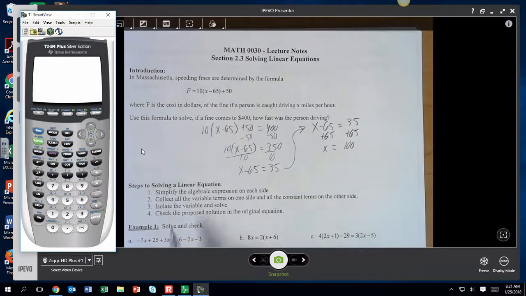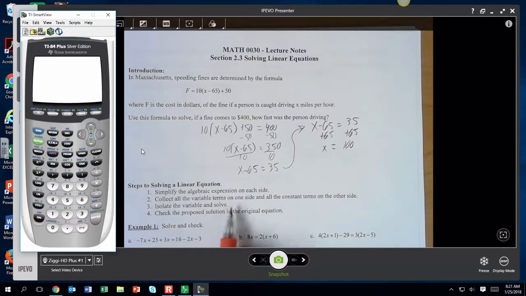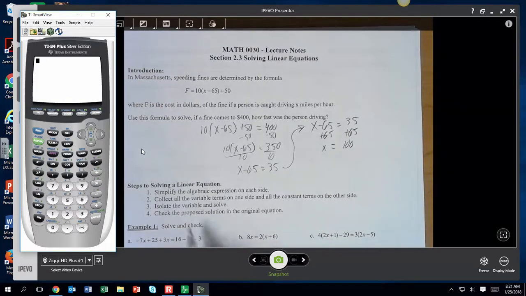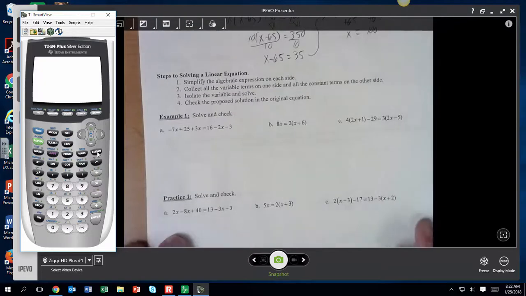So if I'm traveling 100 miles per hour, it's going to cost me $400 if I get pulled over. So to simplify a linear equation, first we're going to simplify the algebraic expressions on each side, collect all the variables and terms on one side, all the constant terms on the other side, isolate the variable and solve, and then we can check the proposed solution back into the original equation. So for our speeding example, if I take 10 times 100 minus 65, close my parentheses and add 50 to it, I better get an answer of my $400 fine. So let's run through these first examples here.